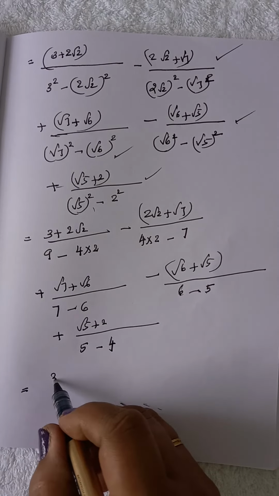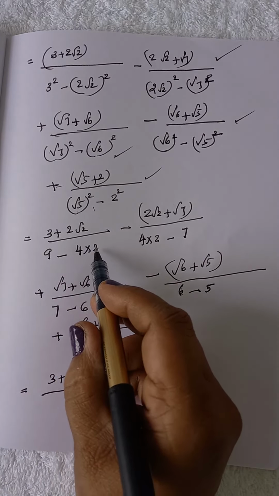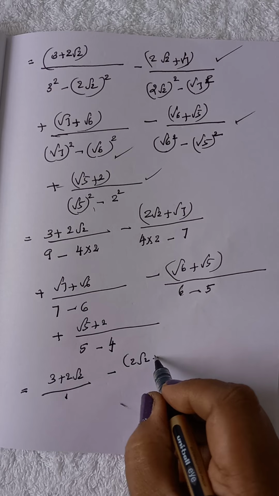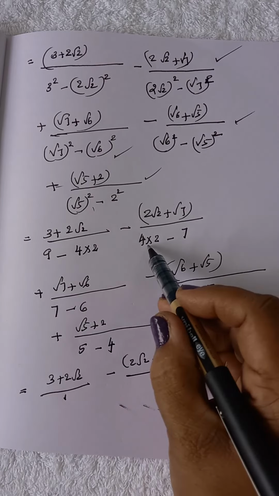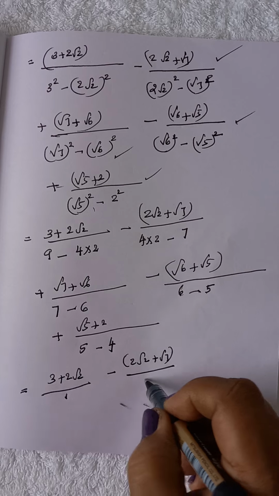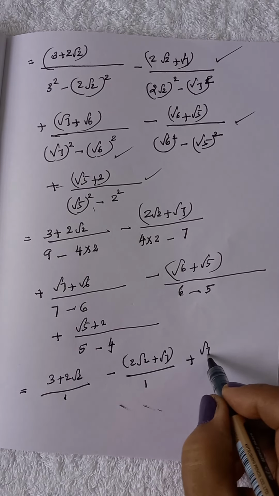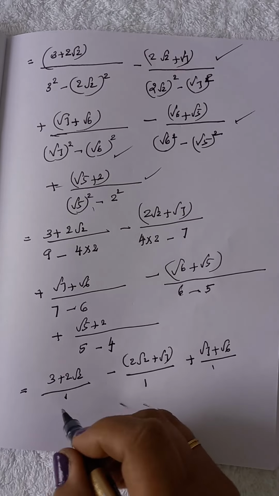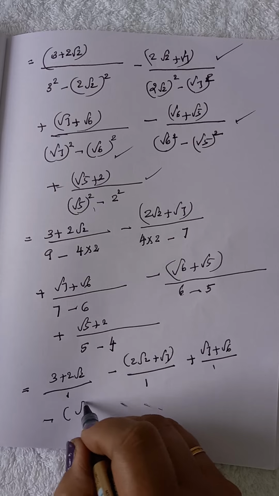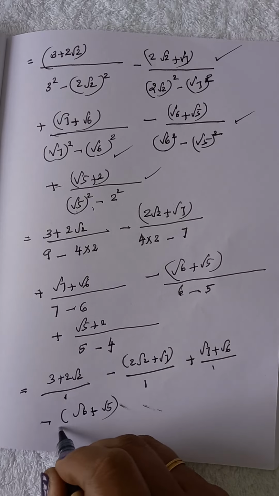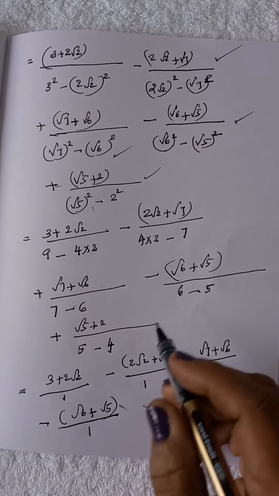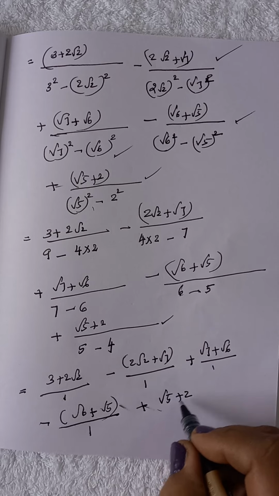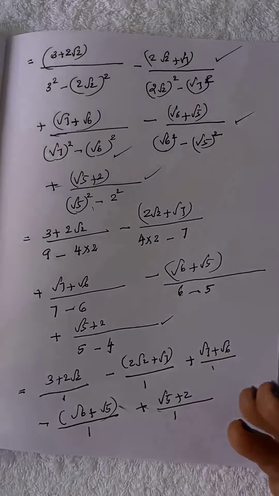Now that is equal to 3 plus 2 root 2 divided by 9 minus 4 into 2, that is 8 minus... so 9 minus 8 is 1. Then minus 2 root 2 plus root 7 divided by, here 4 into 2 is 8, 8 minus 7 is 1. Then plus root 7 plus root 6 divided by 7 minus 6, that is 1. Then minus root 6 plus root 5 divided by 6 minus 5, that is 1. Then this, that is plus root 5 plus 2 divided by 5 minus 4, that is 1.